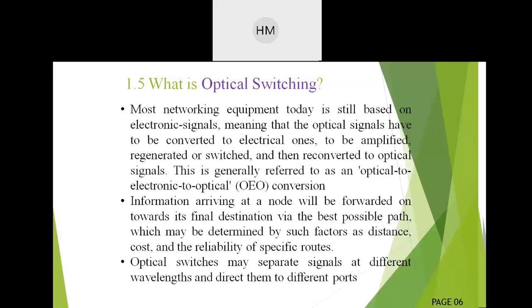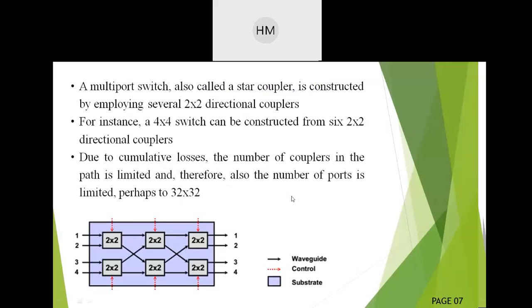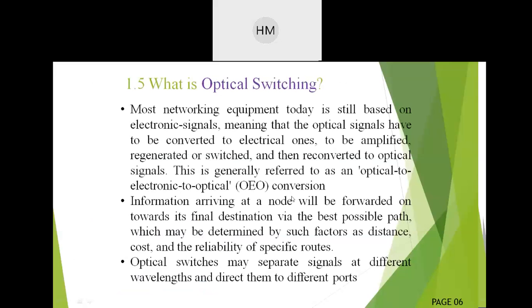So what we are doing, optical signals have to be converted to electrical ones. हम क्यों convert कर रहे हैं? Because we want to amplify those signals or we want to regenerate those signals due to some losses, or I want to switch the direction of that input signal. So they are converted to electrical. Then what we are doing? We are reconverting it to optical signals and then we are performing any kind of operation on that signal. So this is known as OEO conversion.